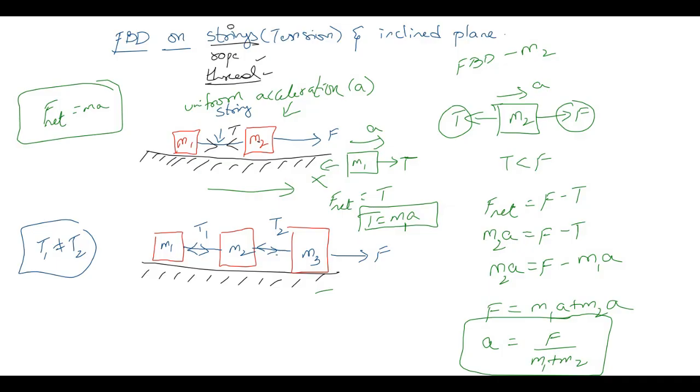Now you have to substitute this acceleration here to get the tension. How much tension is there? That is equal to m1 into, in place of A, you have to put F by m1 plus m2. Understood? T is equal to m1 into F by m1 plus m2. This is the tension which is acting on this string. Okay, now.